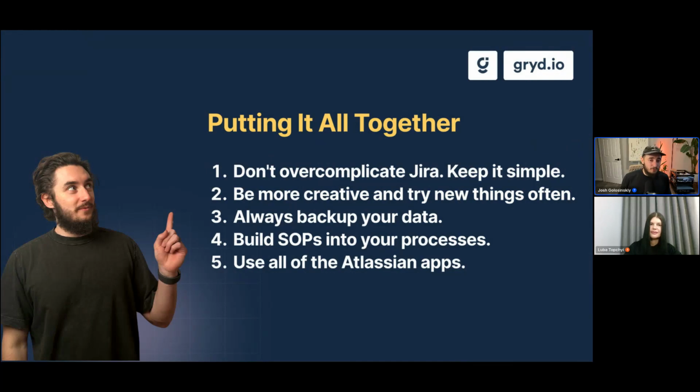Number 2 is be more creative and just try new things, break new things. Number 3 is just back up your data, use some form of backup at the very least. GitProtect is a phenomenal option, but at least back up your data in some way. Number 4, build SOPs into your processes directly as much as you can. Number 5 is use all of the Atlassian apps and the ecosystem built into it. That's kind of putting all this together.